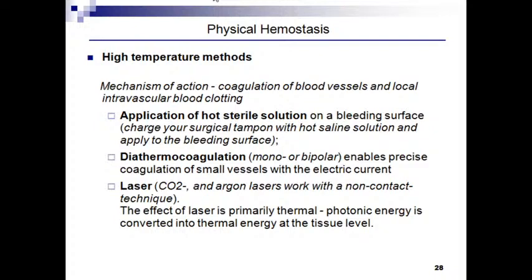Diathermal coagulation, using electricity in mono or bipolar variants. The method enables precise coagulation of small vessels with the electric current. With application of electric current topically, at the place of application, coagulation of tissues begins and bleeding begins to stop. And application of laser radiation.